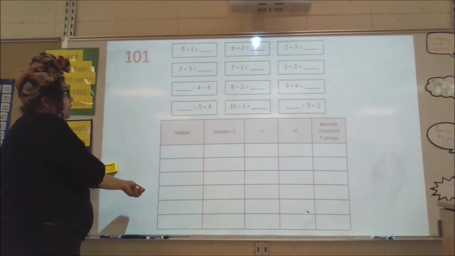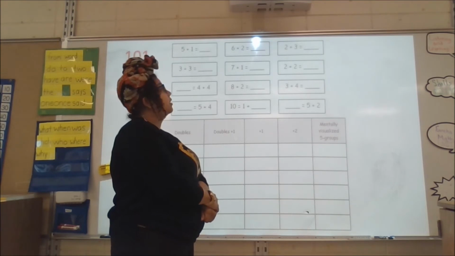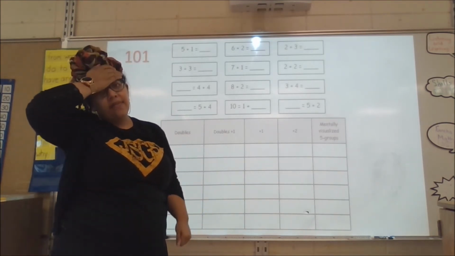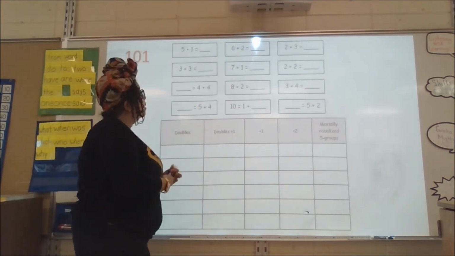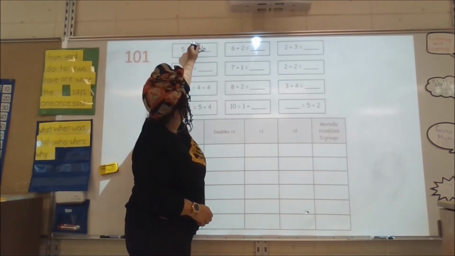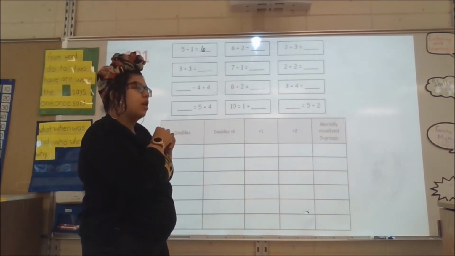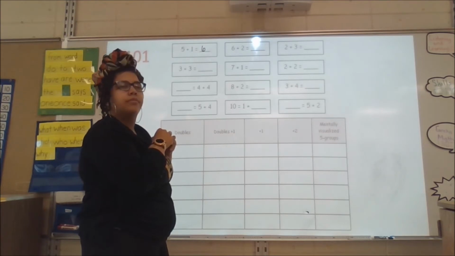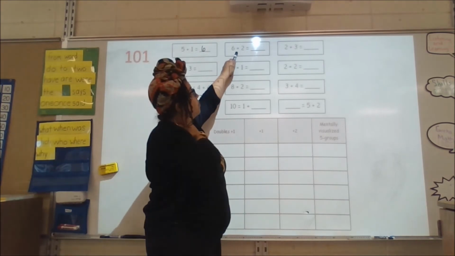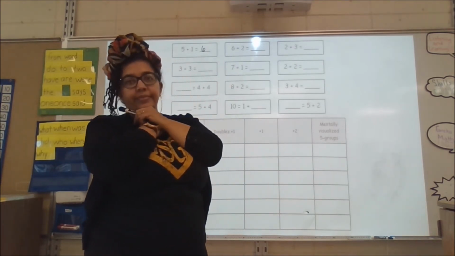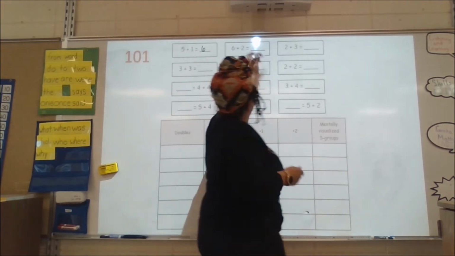So the first one we have is 5 plus 1 is equal to blank. Well, let's put the big part in our head. 5, and how many more? 1. So 5, 6. There we go. 5 plus 1 is equal to 6. Should we solve them all first, or solve and sort as we go? Let's solve them all first. All right, number 2 reads, 6 plus 2 is equal to 6, 7, 8. Good job.